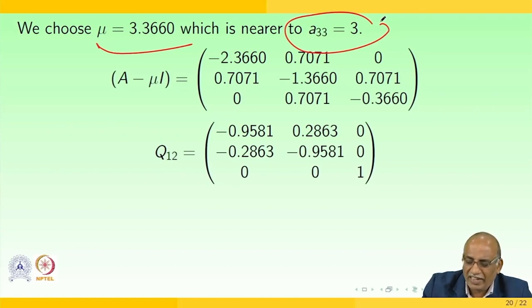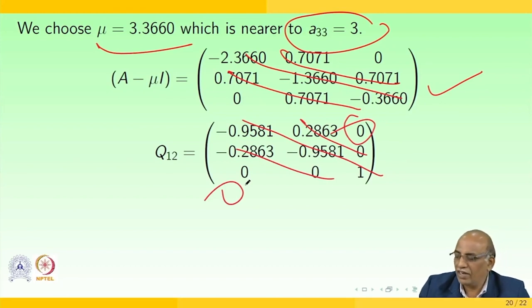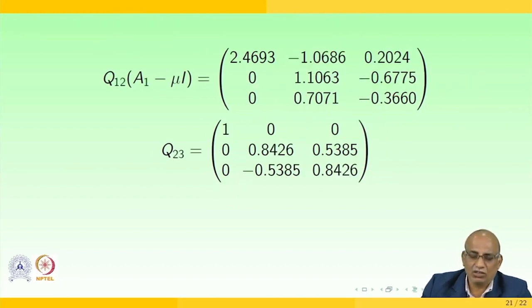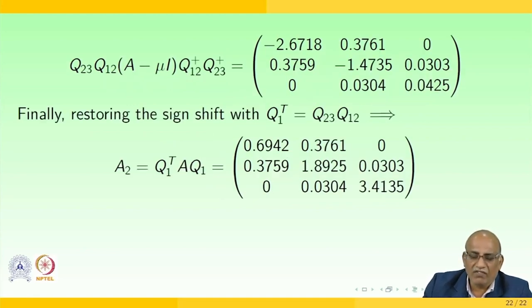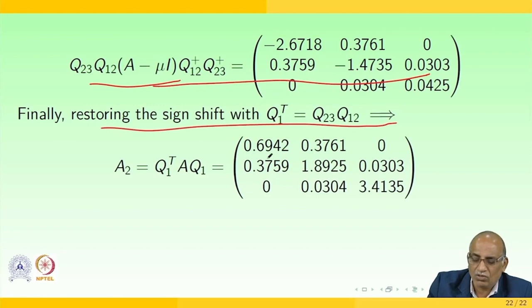So, therefore, finally, I can write A minus mu I in this form, with subdiagonal, superdiagonal and zeros, and Q12 will be this matrix. Therefore, you can write Q12 and A1 minus mu I, which you can compute like this, where Q23 is this matrix. Further, if you do the computation, you get this matrix. Finally, restoring Q1 transpose, Q1, Q2, you get it like this. So this is the main diagonal.